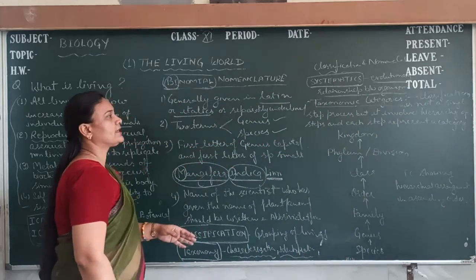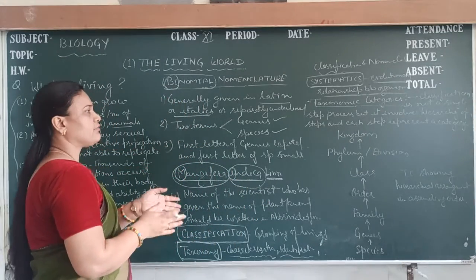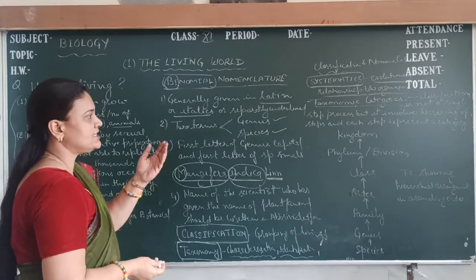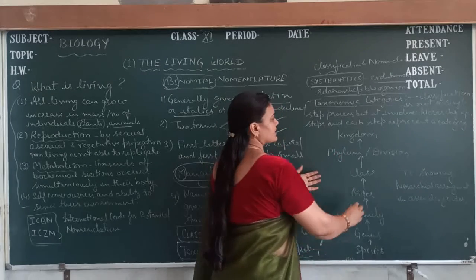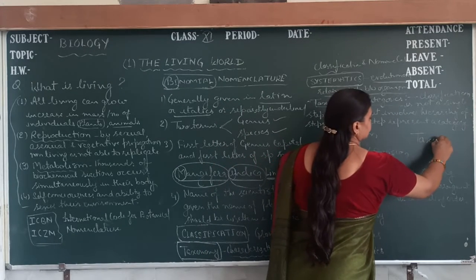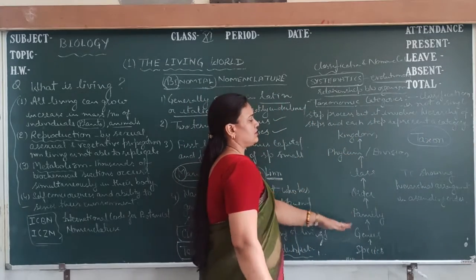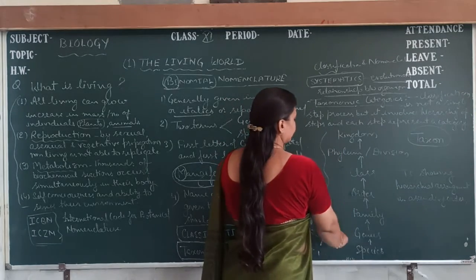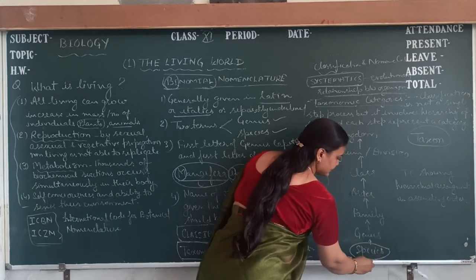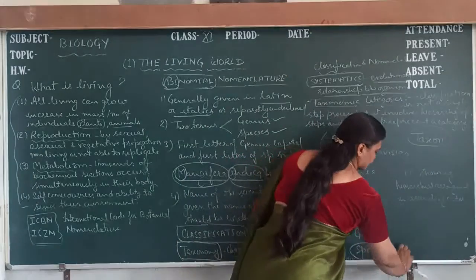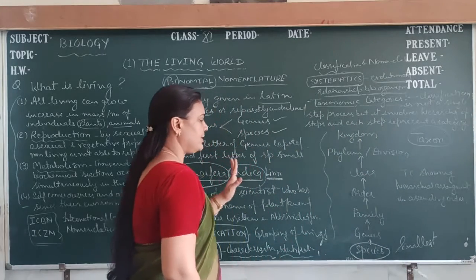Now we come to the taxonomic categories. Actually, classification is not a single step process, but it involves a hierarchy of steps, and each step represents a category. These are known as taxonomic categories. So this is the hierarchical arrangement in ascending order. You can see the last one is species. Species is the smallest taxon of taxonomy.